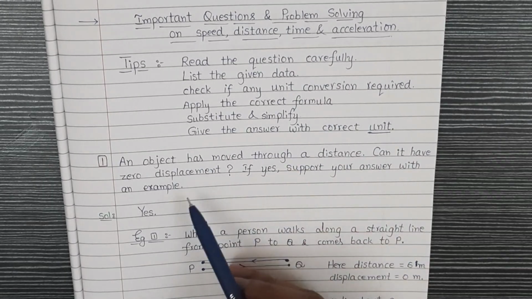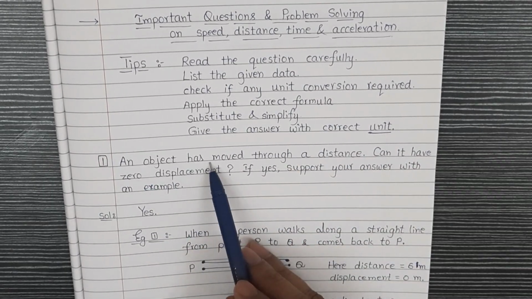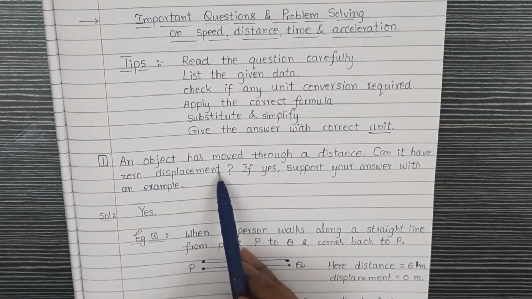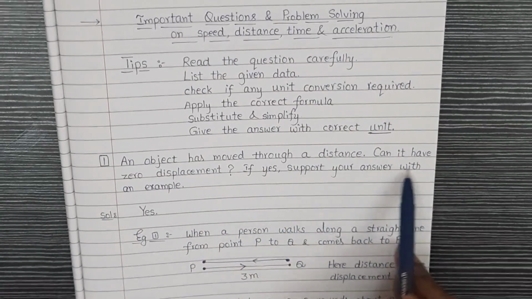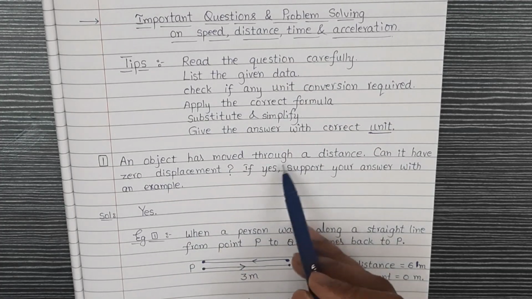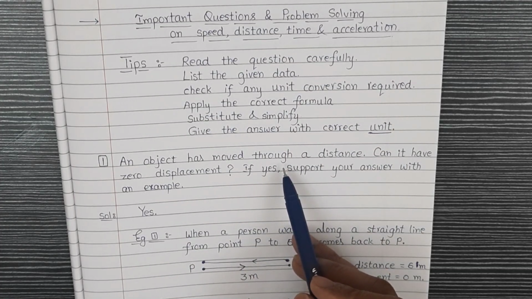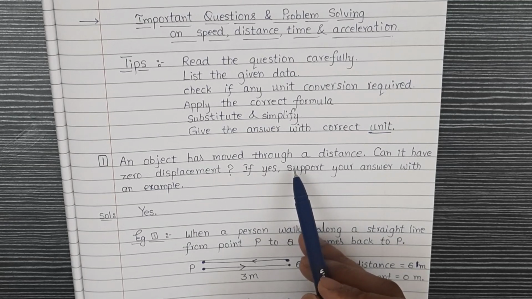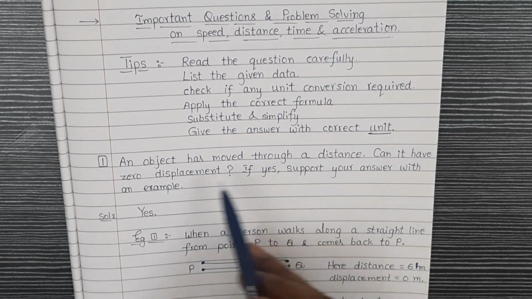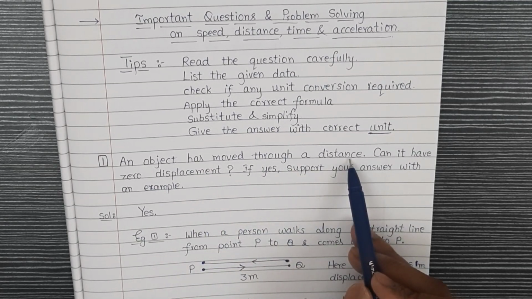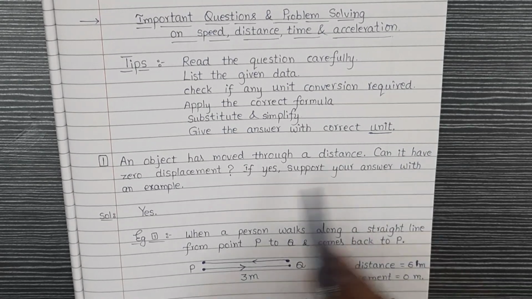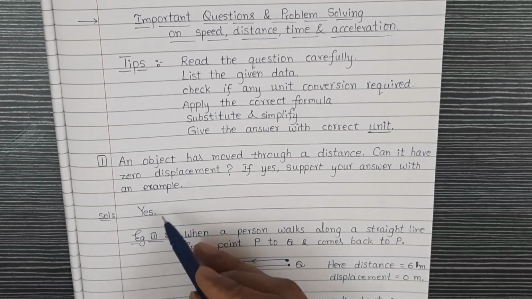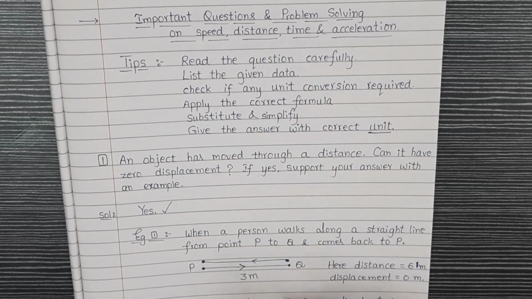Let us look at the first question. An object has moved through a distance. Can it have zero displacement? If yes, support your answer with an example. In our earlier video, we have learned the difference between distance and displacement. From that, we are very sure that an object can cover a certain distance but still have zero displacement. Yes, that is possible. We have already learned about it.